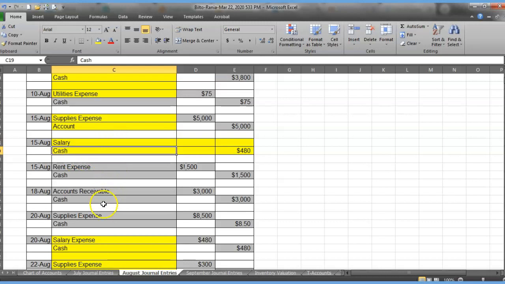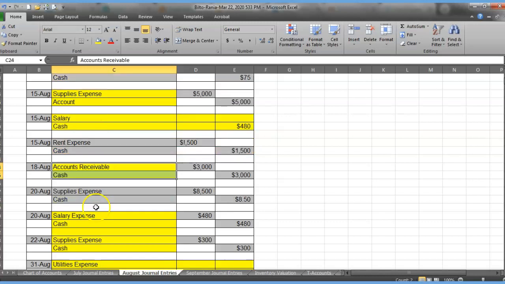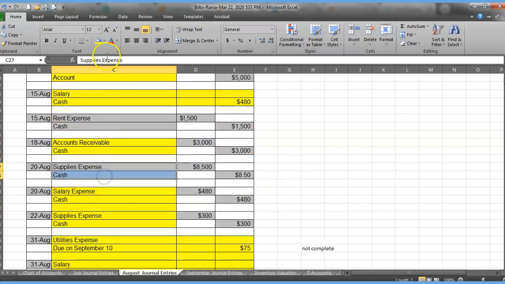This entry looks good. This entry, again, is in reverse. You're not going to increase your asset called accounts receivable. You're going to decrease it and increase your cash. Same with this problem here. You're not recording supplies expense at all. You're not using expense. You're not using the asset at all. So you need to record an asset. Then you have to record the use of it at some point.